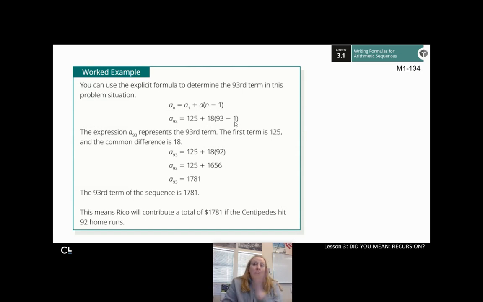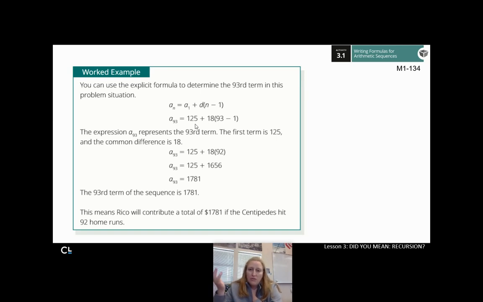So if I wanted to find the 93rd term in the sequence, I want to find term number 93. And I don't want to make a big old table to do that because ain't nobody got time for that mess. I can use the explicit formula. A sub n equals a sub 1 plus d times n minus 1. So if I'm looking for the 93rd term, then everywhere I see an n, I'm going to plug in a 93. We know from this problem situation that the first term is 125, right?